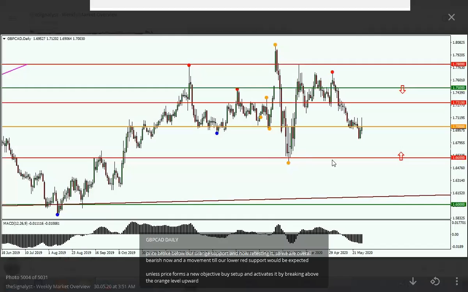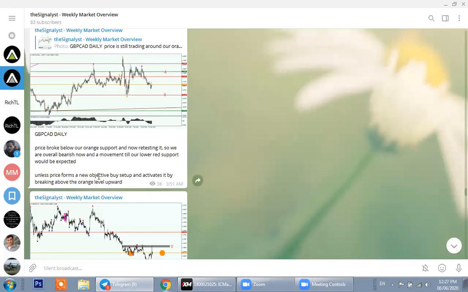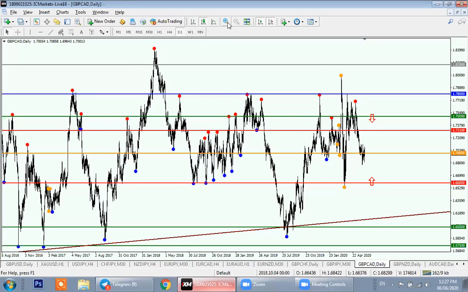First of all, price was retesting our 1.7. So as mentioned, we'll be looking for objective sell setups on lower time frames. It's overall bearish, and here's our view. Unless price breaks objectively above our neckline, of course, after forming it, then we will look for buy opportunities, or we'll even buy. Let's look.